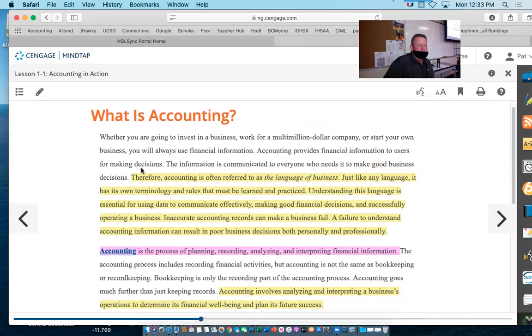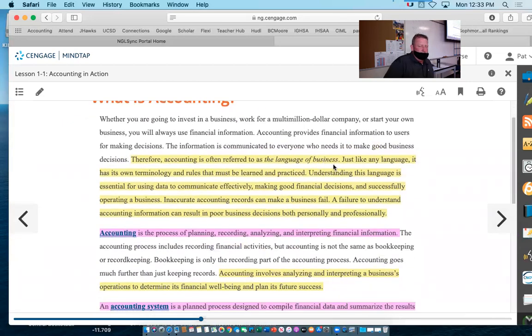So what is accounting? It's the language of business. Just like any business, it has its own terminology. The way it's used will be used in other financial aspects you take. If you go into any kind of business major in college, you ought to take Accounting 1 and 2.